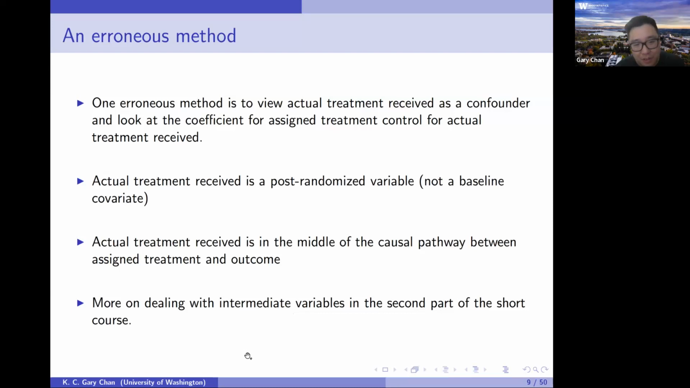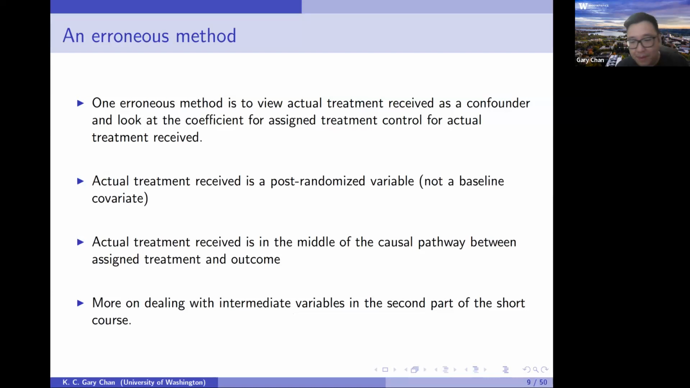But we are also going to talk about how to deal with intermediate variables a little bit more in the second part of this course. So I just want to put it out, the actual treatment received is not a confounder, so you don't want to just put it in a regression model in the usual way.